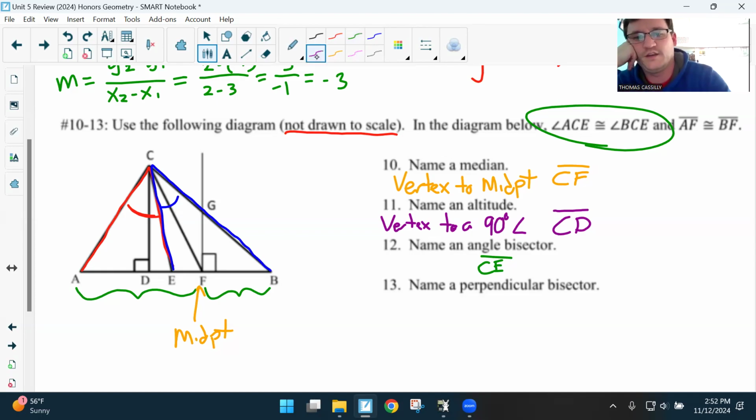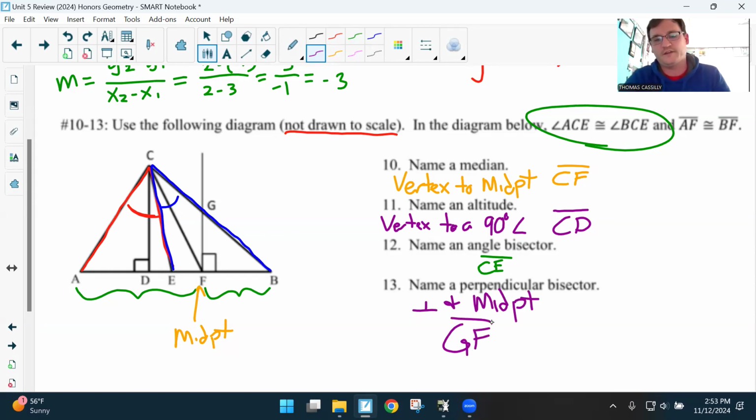All right, and the next one, name a perpendicular bisector. So we need a perpendicular and a midpoint. Well, we have a midpoint. We identified that earlier on. That's point F. We need a perpendicular segment. That is GF. So guess what? GF is our perpendicular bisector.